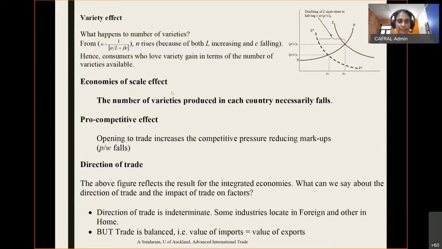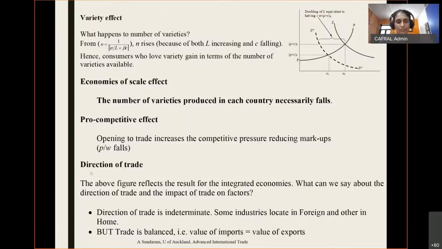Economies of scale effect. The number of varieties produced in each country necessarily falls. That means each firm is producing more of the same variety. And so there's an economies of scale gain. There's a pro-competitive effect. Opening up to trade means that your prices have gone down. P over W has fallen. The real wage has gone up. Markups have been reduced due to the competition.